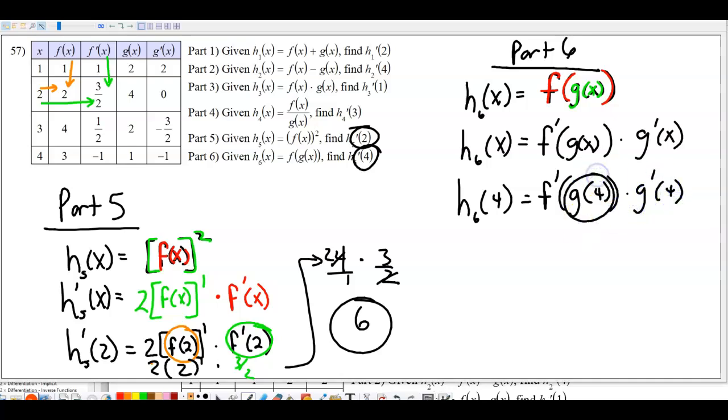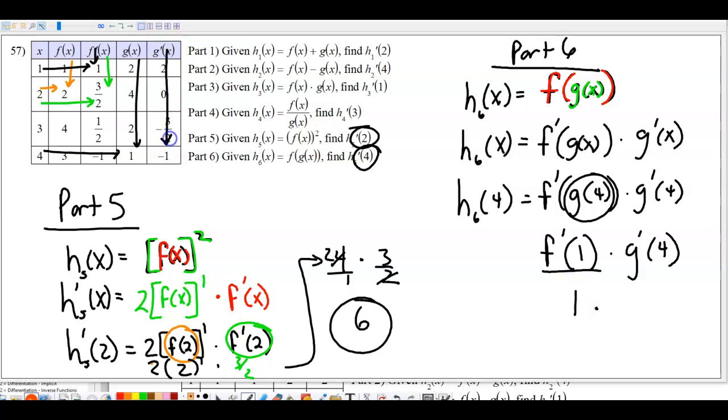So first of all, let's find out what g of 4 is. G of 4 is 1. So now that's going to become f prime of 1. Now we need to figure out what's f prime of 1. F prime of 1 is 1. G prime of 4 is negative 1. And so my final answer will be negative 1.